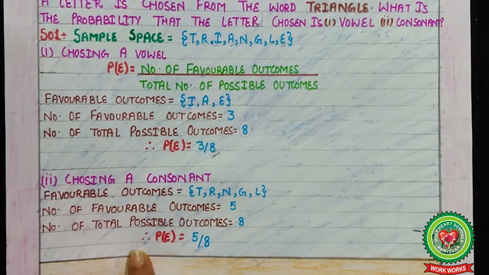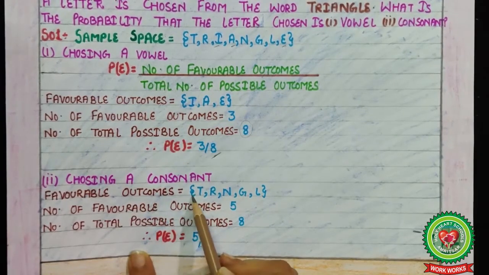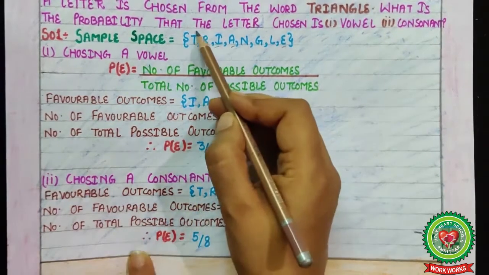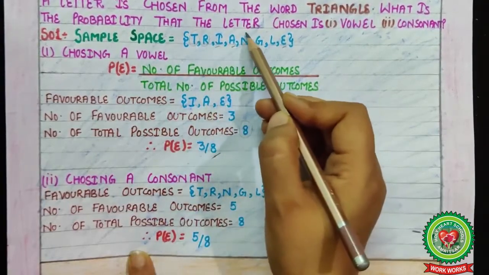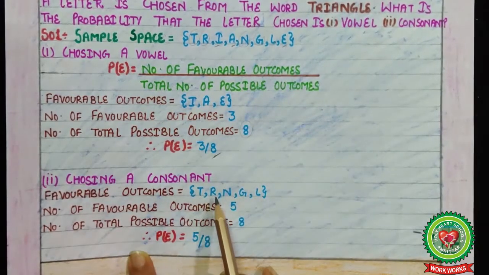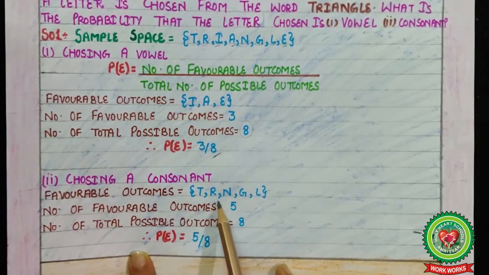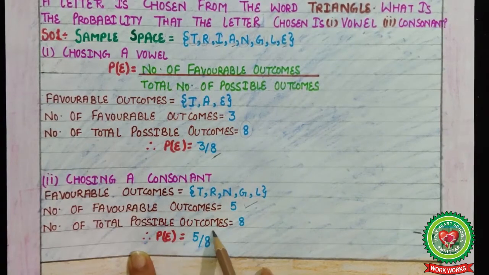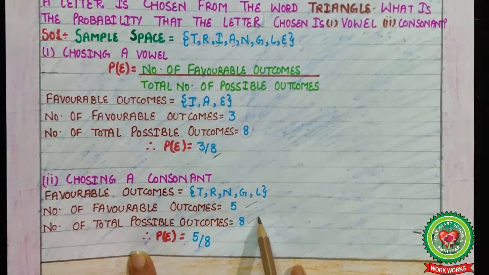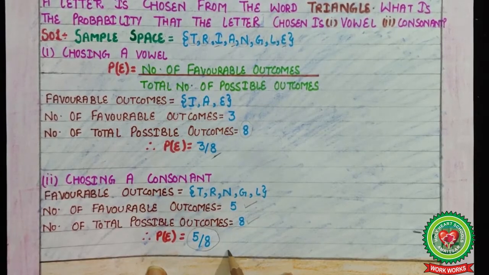Now move to the second part, that is choosing a consonant. So what are the favorable outcomes? The favorable outcomes are T, R, N, G, L. So the number of favorable outcomes is 5 and the number of total possible outcomes is 8. So therefore P of E is equal to 5 upon 8. So this was all about type number 4.